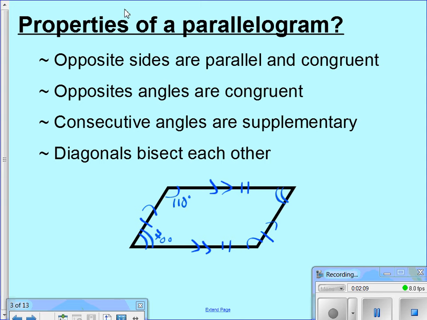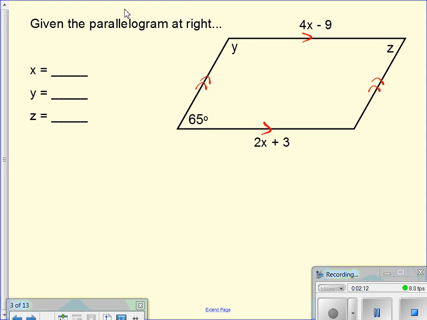All right, let's try to solve a problem. Remember, draw a quick sketch of this. It doesn't have to be anything too fancy. Now, the second property I just revealed said opposite angles are congruent. This angle and this angle are opposite, so they're congruent. Boom, 65 degrees for z, right off the bat.